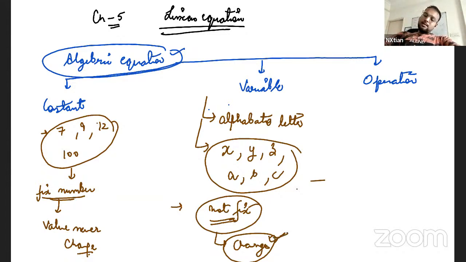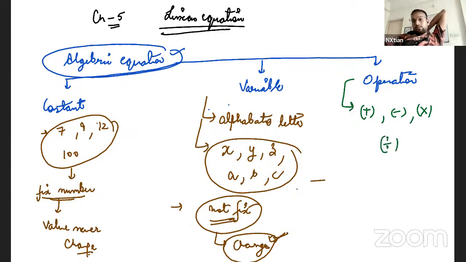Now operation. Basically in our maths there are 4 types of operations: plus, minus, multiplication, and division. So this is operation. So algebra consists of 3 things. Repeat after me with your mic muted: constant, variable, and operation.